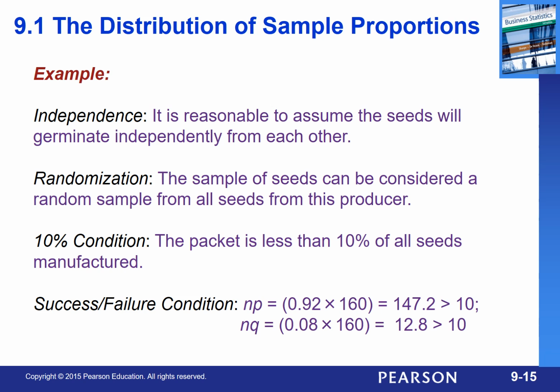In order to do the success-failure condition, I take my sample size, which is 160, times my probability of success, which is 92%. That's the rate at which my stuff germinates. I multiply those two together and I come up with 147.2, which is bigger than 10, so we're good.